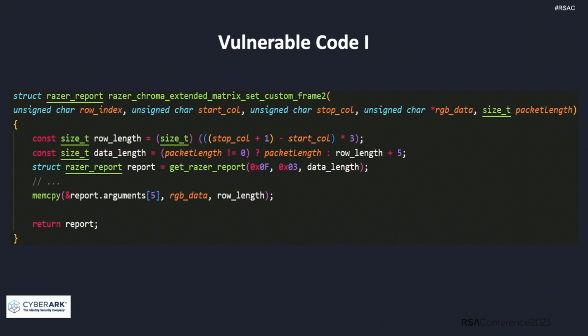The row index, the start column, and the stop column, it's pretty easy to understand. They are the keystrokes of your keyboard. The RGB data is the color that we want to change into. Can you maybe find a vulnerability here? Someone? OK. Also, we need to say that the report's argument buffer is the size of 80 bytes. It's important to note.